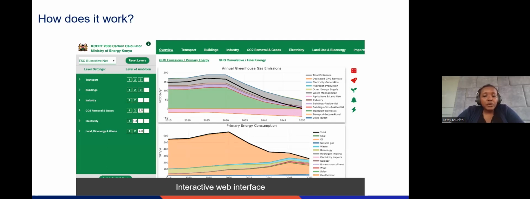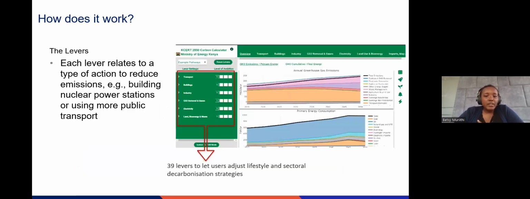Under each lever, you have a level of ambition, ranked from 1 to 4. If you can go to the next slide. Each lever has 4 options, from level 1 to 4, which the user selects, and they represent the full range of what is possible for an action up to 2050.